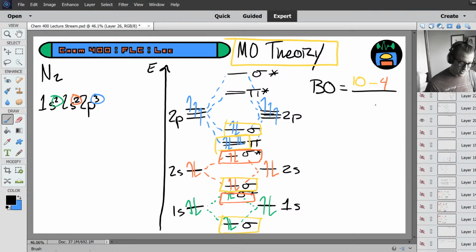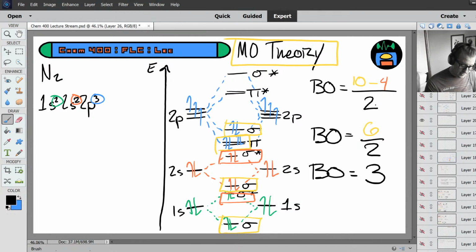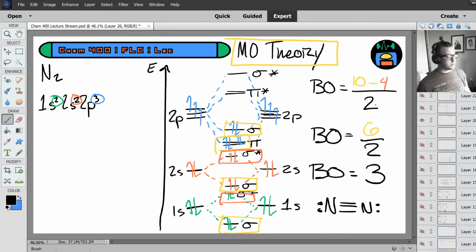We take this difference and divide by 2. So we get a bond order of 10 minus 4 is 6, divided by 2. And so we get a bond order for nitrogen of 3. And when you compare this to the Lewis dot structure, nitrogen does indeed have a triple bond, so you can see that these two are consistent with each other. They're different ways of looking at the same phenomenon.